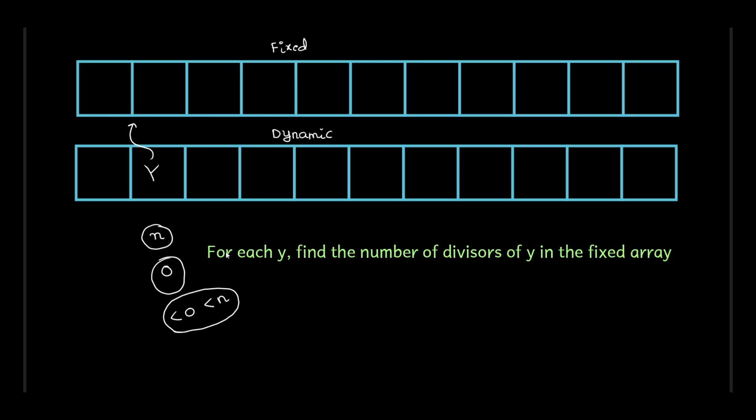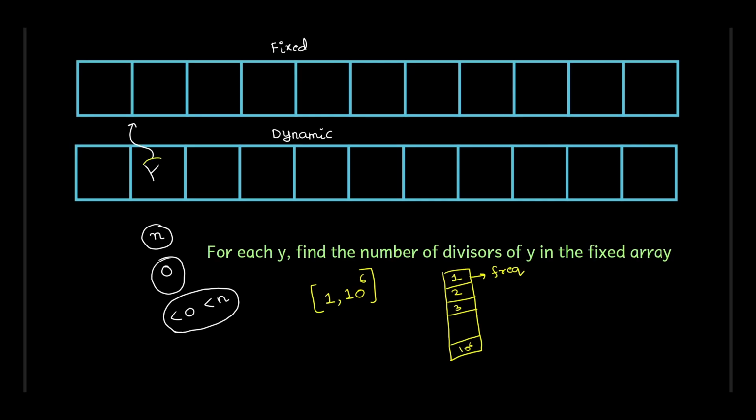First of all, since each element in the fixed array is in the range 1 to 10 to the power 6, then you can convert this entire fixed array into a frequency array, where for each element you maintain how many times the element occurs. Because of course the ordering does not matter in this problem. So for each element you maintain the frequency.